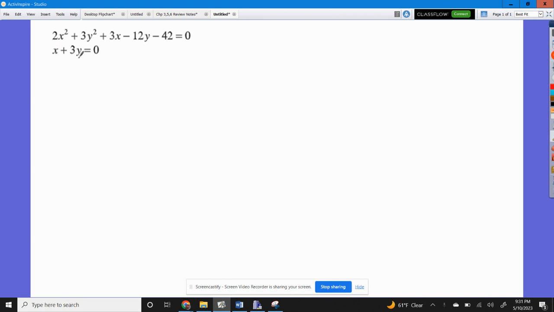So if I take this 3y and subtract it to the other side, I will get x equals negative 3y. And so that's the equation that I'm going to use to do my substitution.